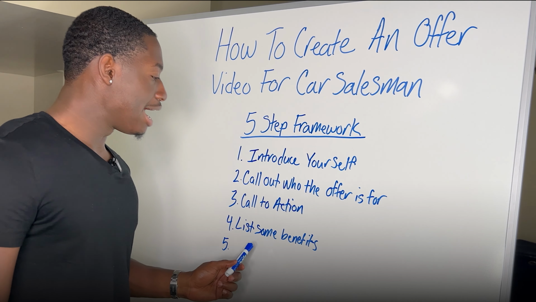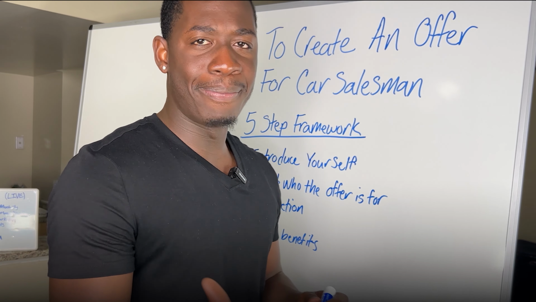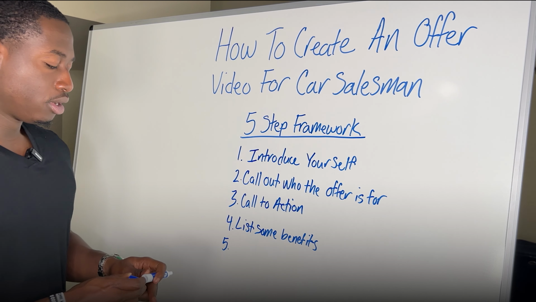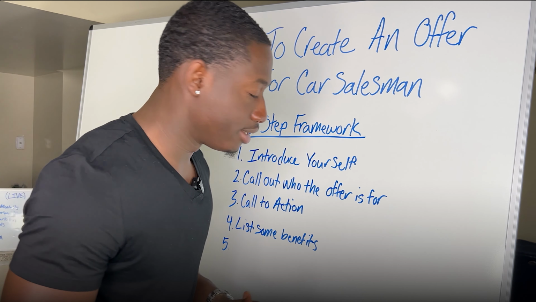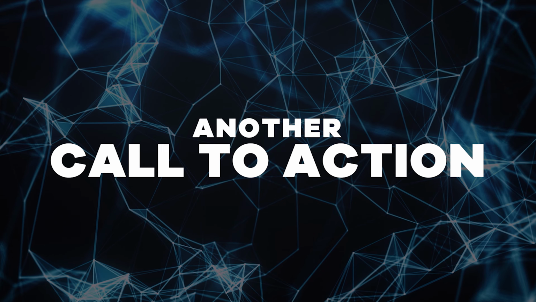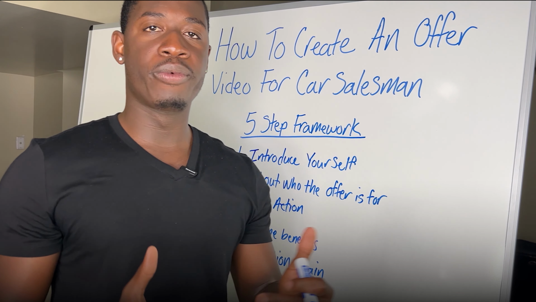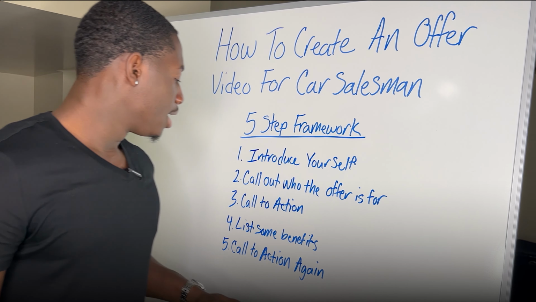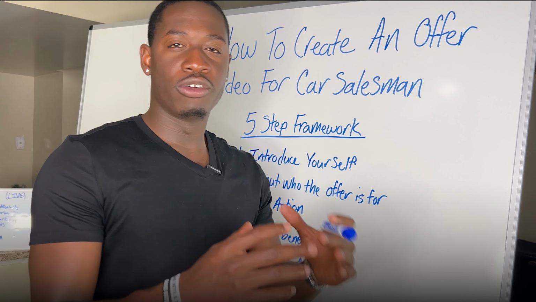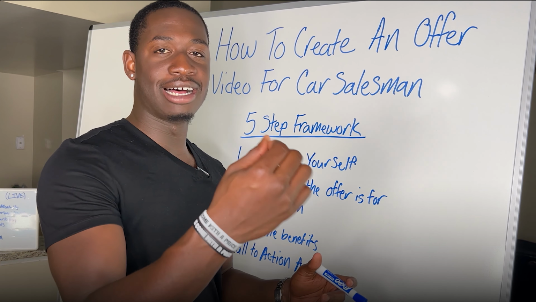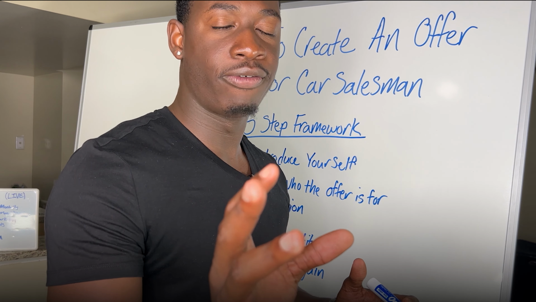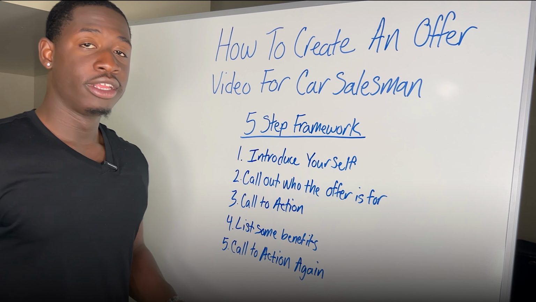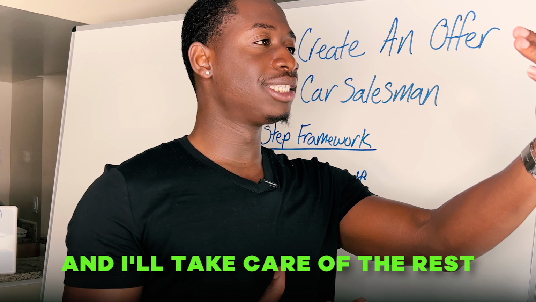All right, so after you list some benefits, we're going to wrap it up. And what's the wrap up? We're basically just going to repeat step 3 again. You're going to make another call to action. So to wrap this whole offer up, we're going to make a call to action at the very end one more time. Right after we say good credit, bad credit, as low as $500 to $1,000 down can get you in a car and get up to 90 days before you make your first payment, we're going to say, so if you're interested, DM me and I'll take care of the rest.